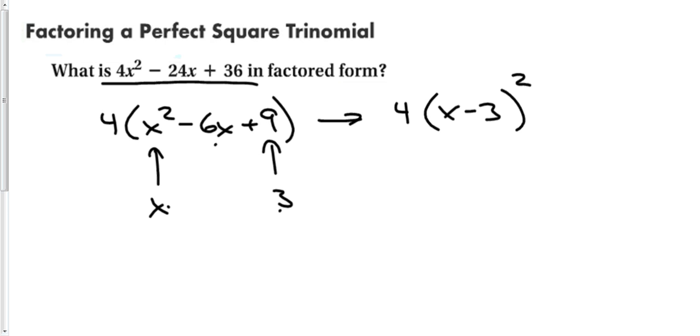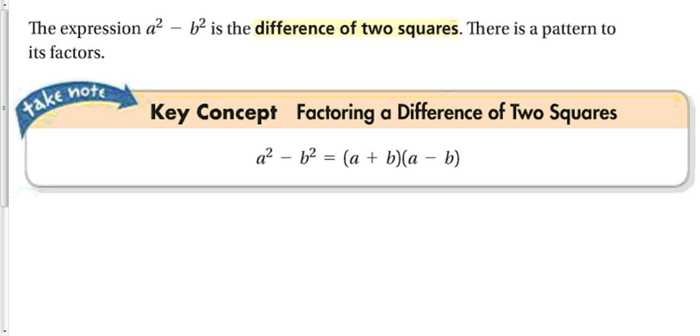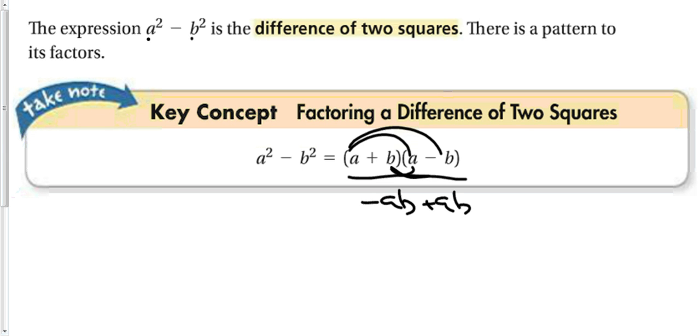One other special type of factoring is the difference between two squares. That's when you have a perfect square minus another perfect square. When you do that, you have a pattern to the factors. It becomes a plus b, a minus b. And notice what happens. A times a is a squared. Outside, that's negative ab. Inside is plus ab. And then last is minus b squared. So notice that these two cancel out, which is why we have a squared minus b squared.